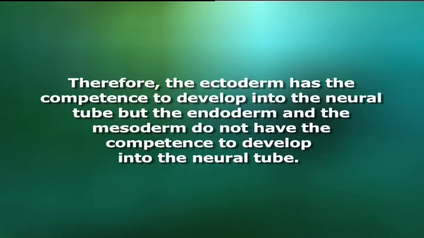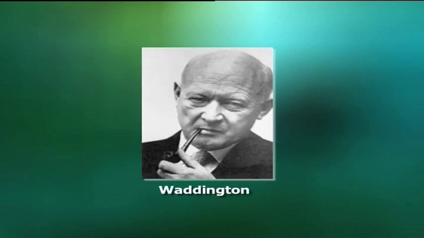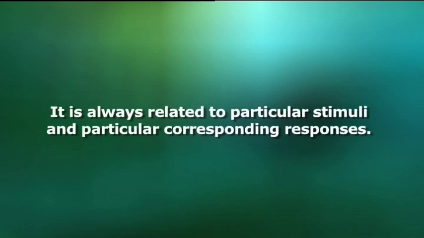Therefore, the ectoderm has the competence to develop into the neural tube, but the endoderm and the mesoderm do not have the competence to develop into the neural tube. Thus, here we will talk about competence. Waddington in 1932 introduced the concept of competence. It is always related to particular stimuli and particular corresponding responses.